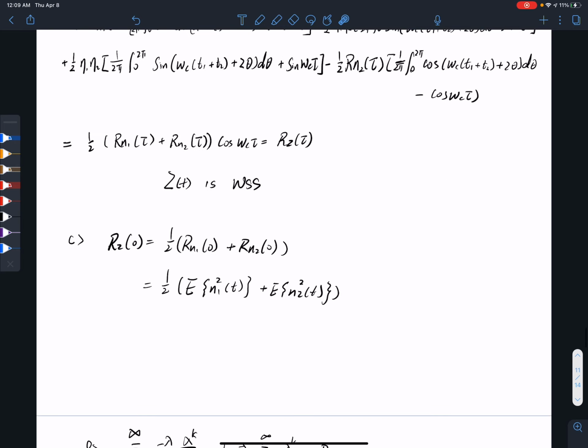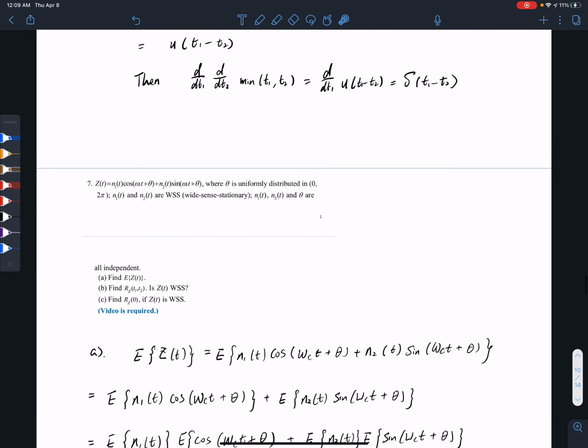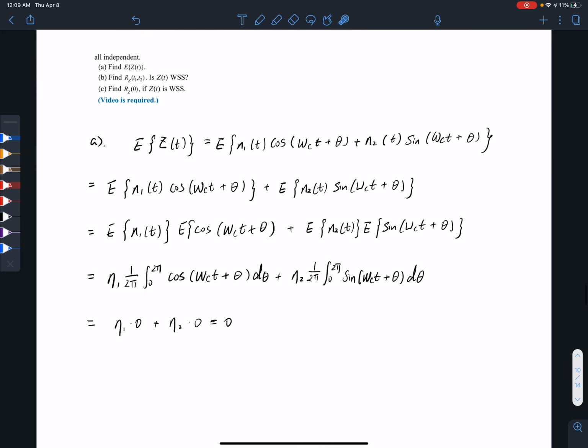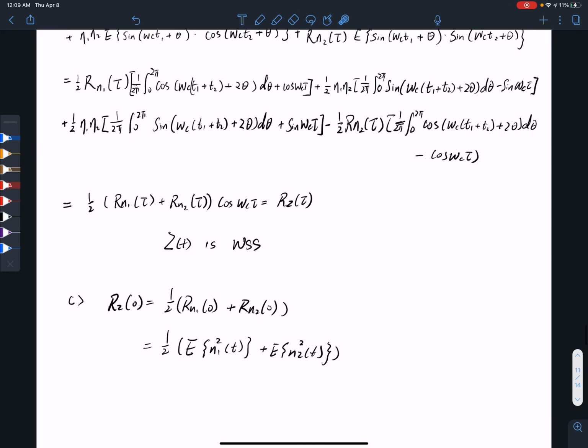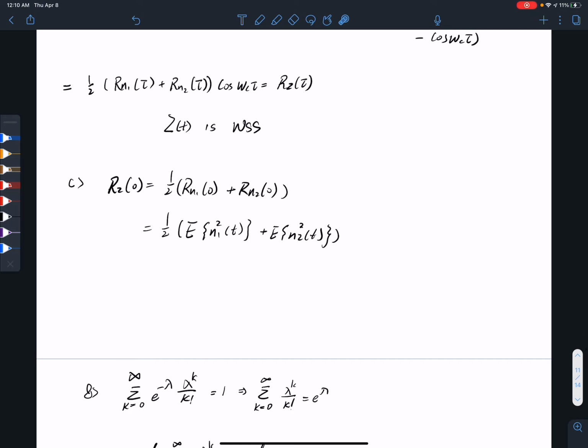And for the last question, part C, we're trying to find R_Z(0), if Z(t) is WSS. So R_Z(0) is equal to 1 over 2 times R_N1(0) plus R_N2(0), and that's equal to this equation.